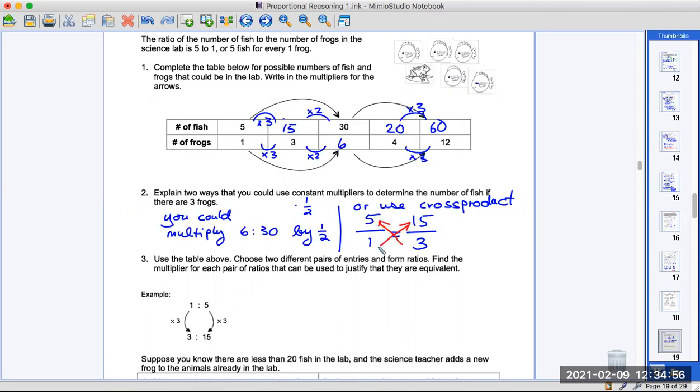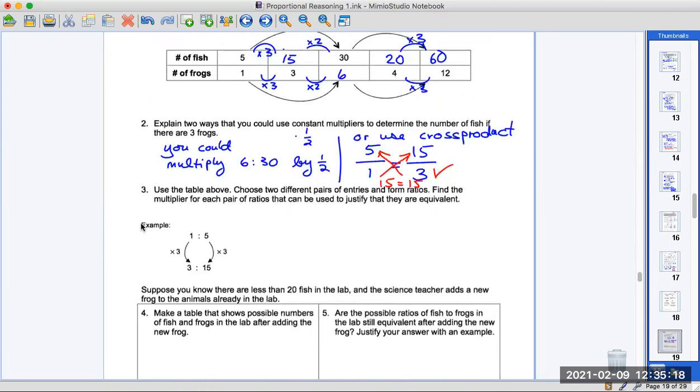So you draw your little arrows to indicate that you got to multiply across. 3 times 5 is, and 1 times 15 is, and since they both match, we got the right ratio. The cross product helps you determine if you've done it right.